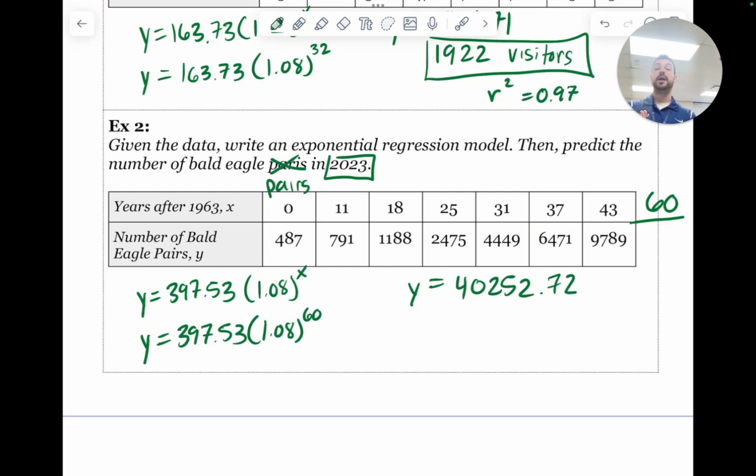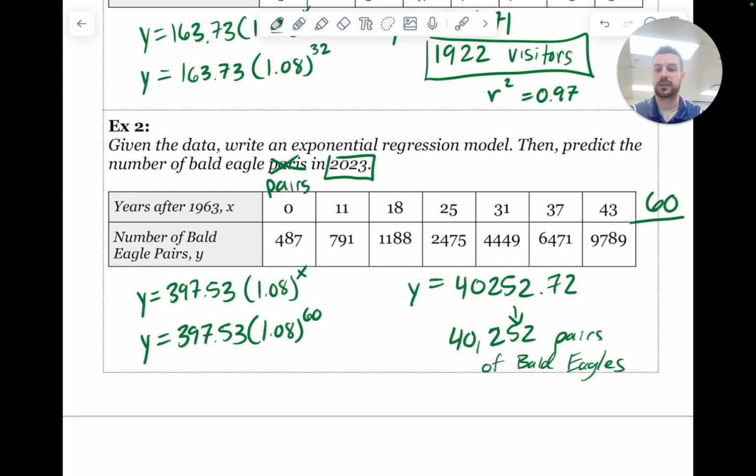So based on our model, we are predicting that there are going to be 40,252.72 pairs of bald eagles. Again, you can't have 0.72 of a pair, so we're going to round this up because 0.72 is closer to 1 than it is to 0. So our prediction is 40,253 pairs of bald eagles.